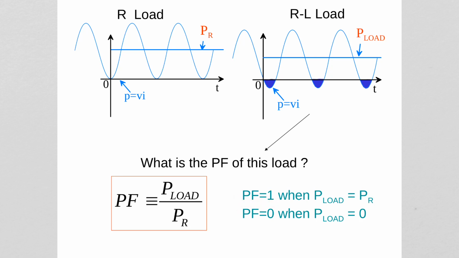When PF is 1, that is P load and PR are same, which means these two values are same, then we say it's a resistive load, or the load is equivalently same as that of a resistive load. When PF is 0, that is when P load is 0, then the load is furthest away from being a resistor, it is a reactive load.